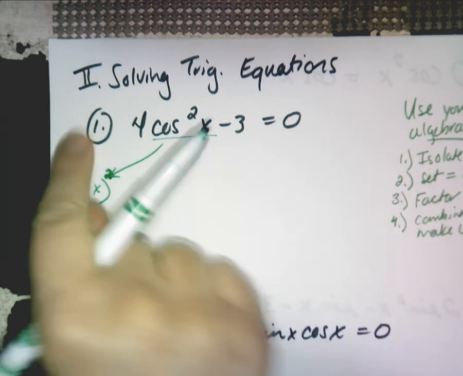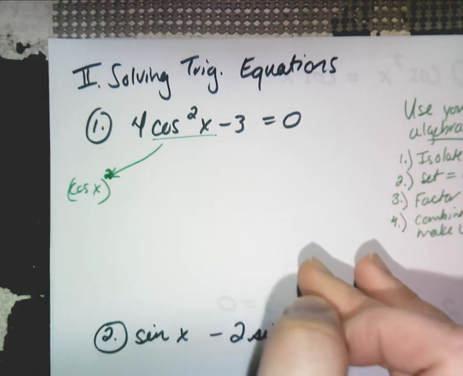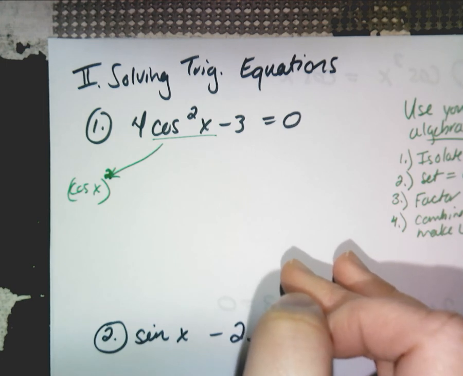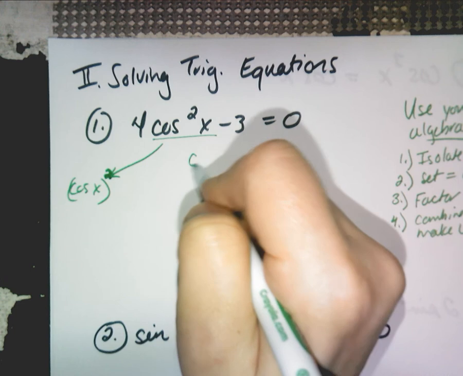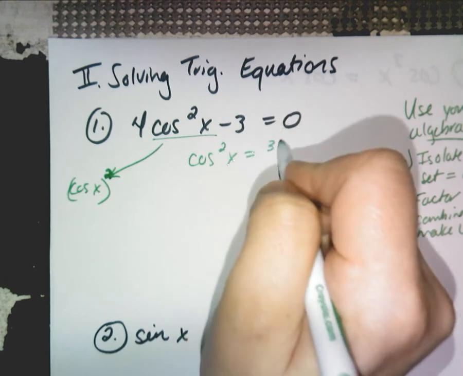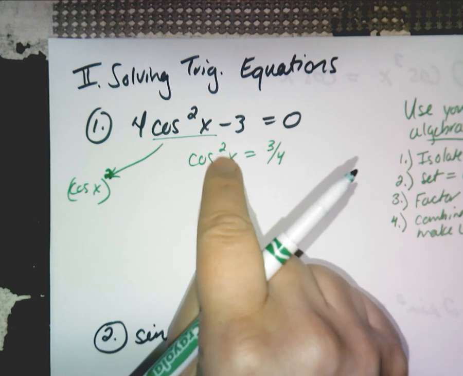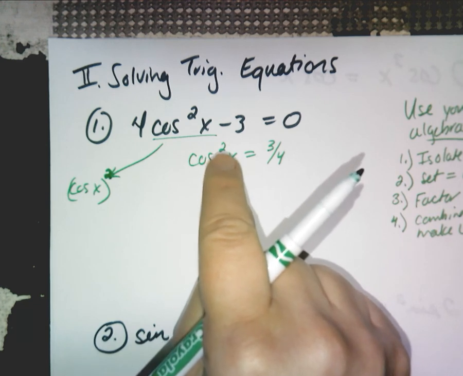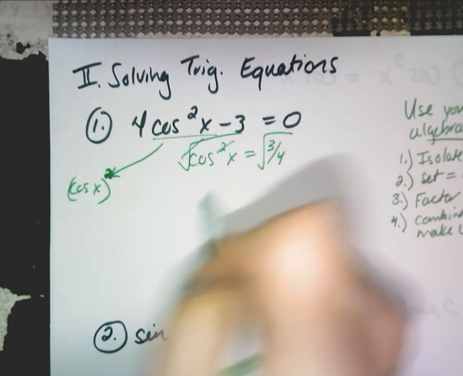All right, so just looking at this equation right now, what do you mathematically want to do? Like, what do you really think you should do? Add 3. Add 3 and then what? Divide by 4. That's exactly right. Add 3, divide by 4. Okay? Cosine squared x equals 3/4. I'll just cut to the chase right there. And then mathematically, what do you want to do to get rid of a squared? You've done it before. Square root, let's do it. Square root. It gets rid of the squared.